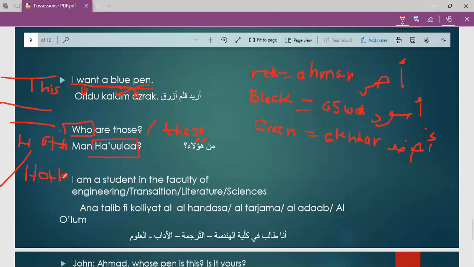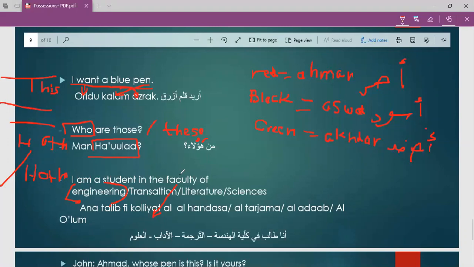Let's see if you want to tell me about you, what are you studying or in which faculty you are. I'm a student in the Faculty of Engineering, Translation, Literature, and Sciences. I am is what? Ana. Student is what? Talib. In is what? Fi, as a preposition. The faculty. Faculty is what? Kulliyat. Faculty is kulliyat. Okay, kulliyat.